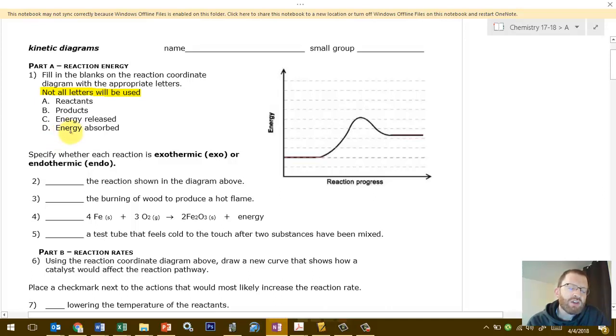But if you want to take a shot at it yourself, which I would encourage you to do, use your diagrams, use the things you've already labeled, pause me for just a minute and see if you can fill in the reactants and products, and then decide whether energy was released or absorbed, and fill in either C or D somewhere on your graph. Okay, take a minute to do that, pause me, and I'll wait for you.